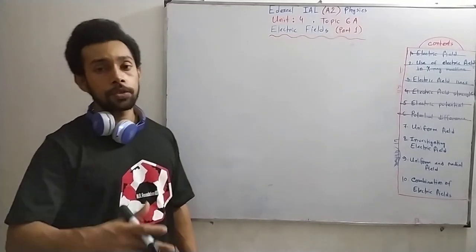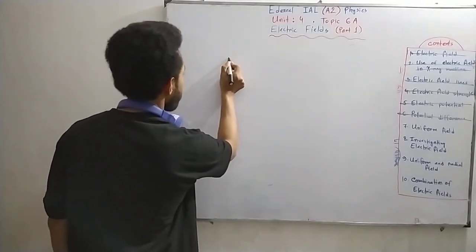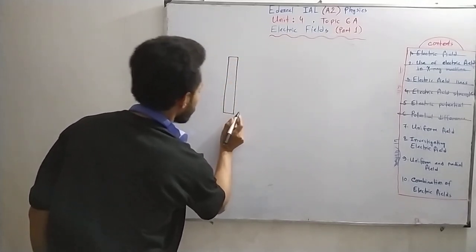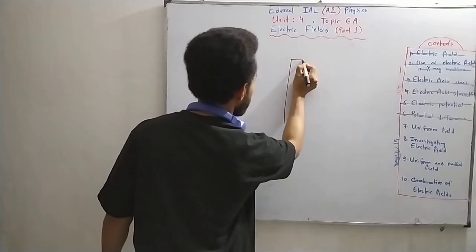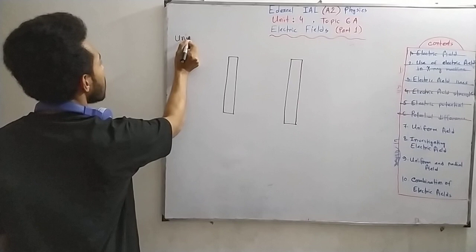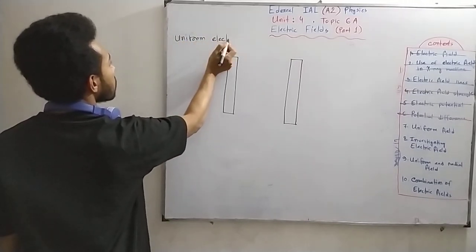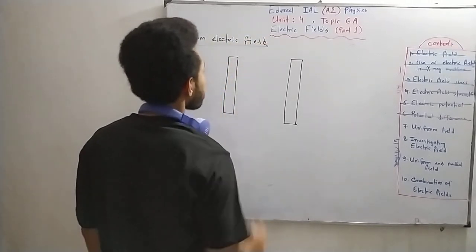Now we are going to construct an electric field, and for this you will need 2 metal plates, parallel metal plates obviously, since you are setting up a uniform electric field.